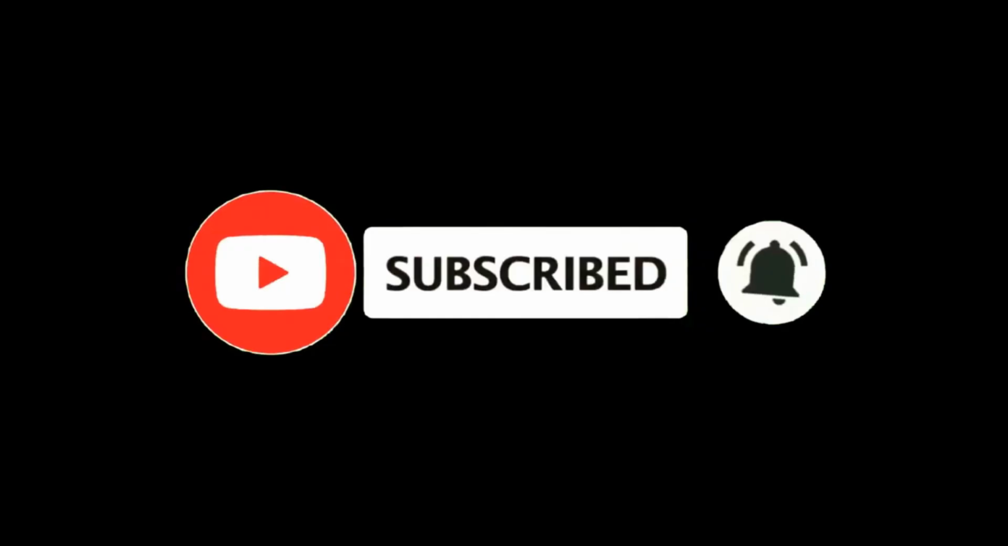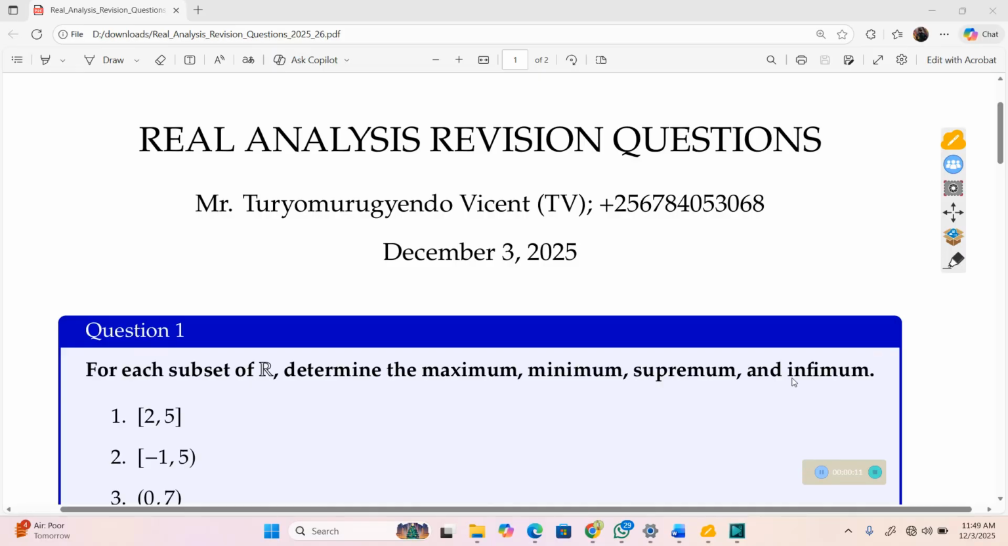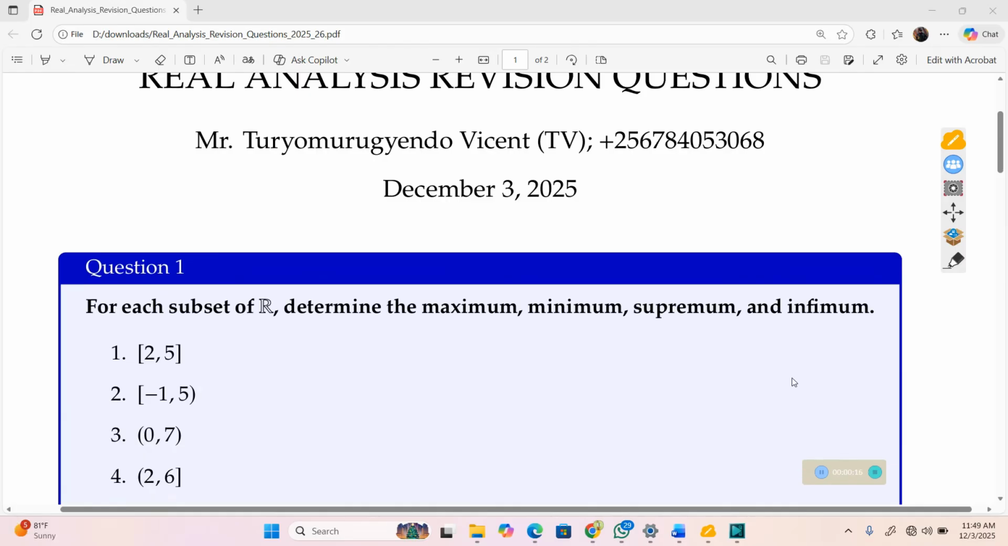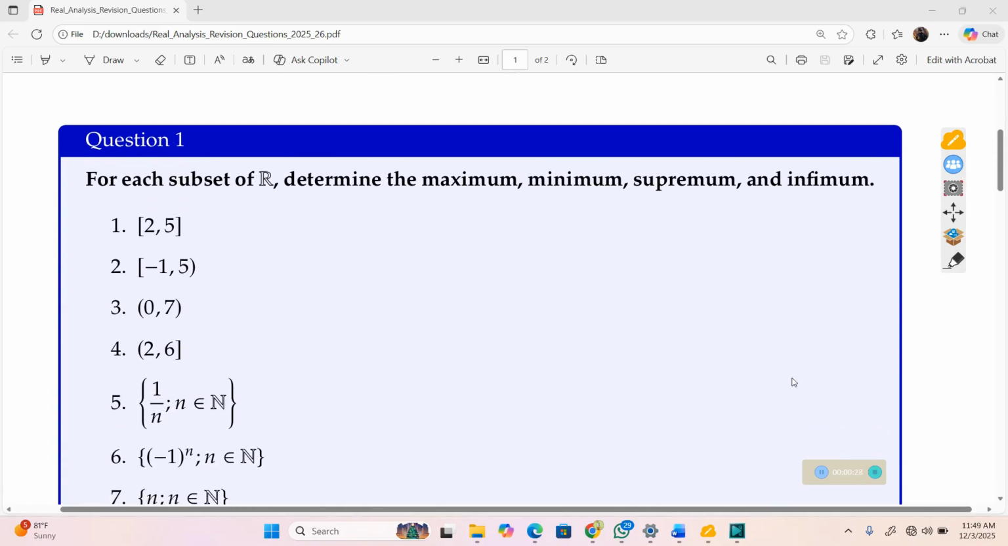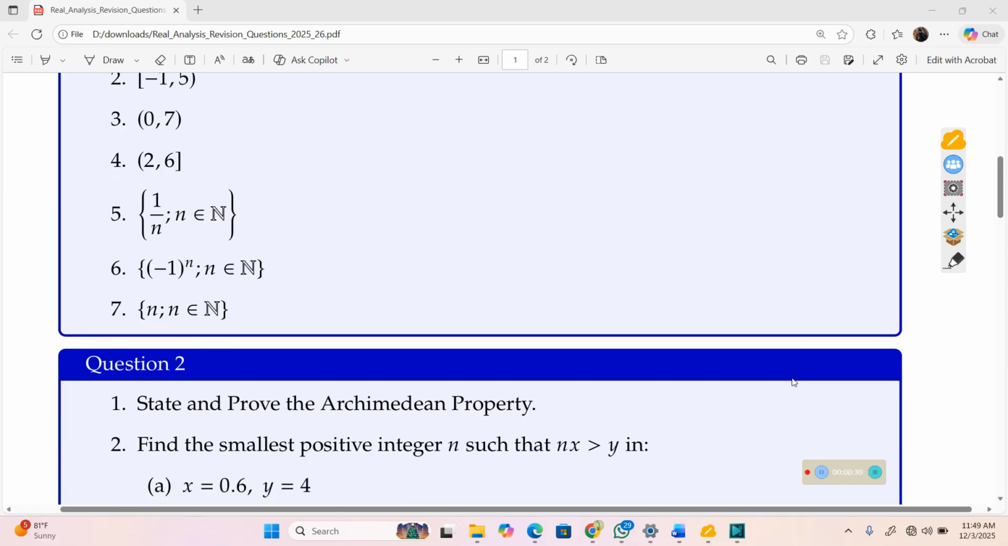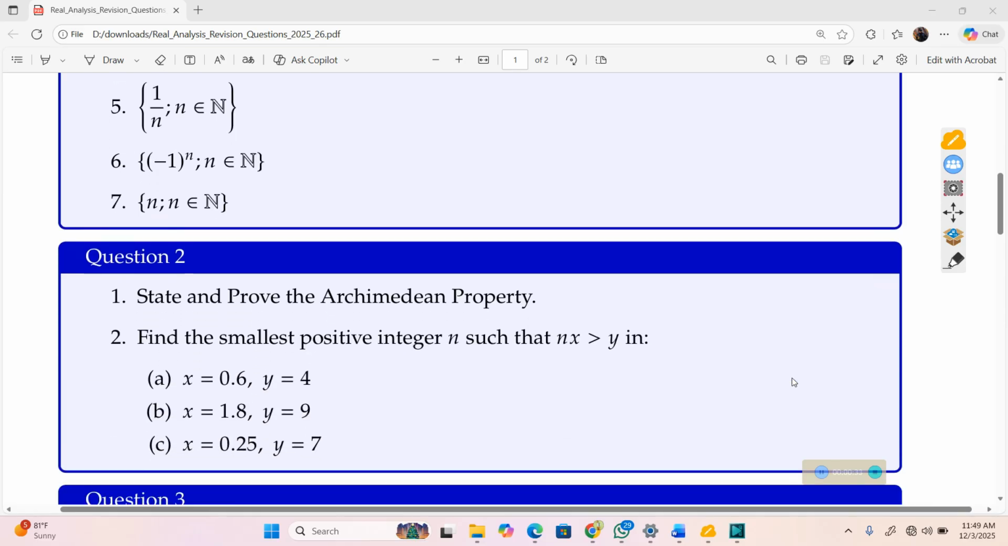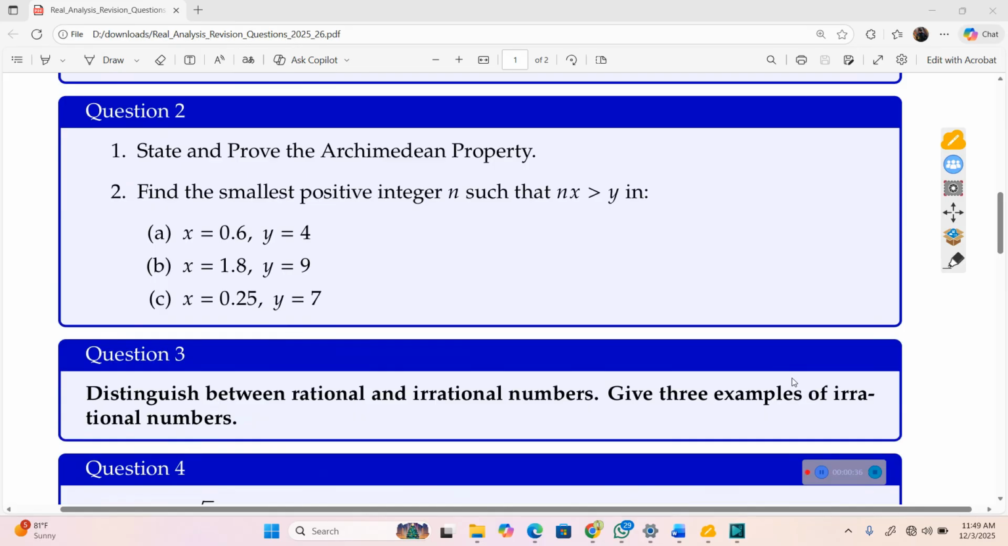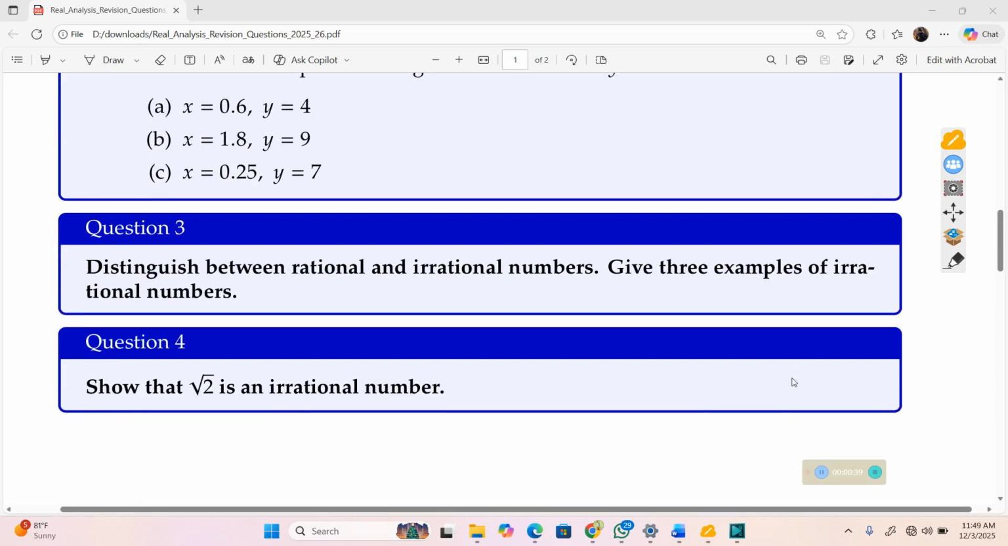If you are preparing for real analysis, calculus, or you just love diving into the foundations of numbers, today's video is for you. We shall be tackling 4 key questions on subsets of real numbers by talking about the maximum, minimum, supremum, and infimum of subsets of real numbers. We shall talk about the Archimedean property. We shall also look at rationals and irrational numbers, and the classic proof of why root 2 is an irrational number.